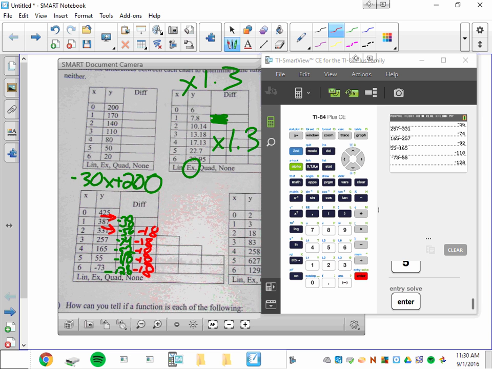Okay, so what pattern is this? Quadratic, circle quadratic. And then on question number 1, how do you tell if a pattern is quadratic? Constant second difference. That's the answer. Constant second difference.